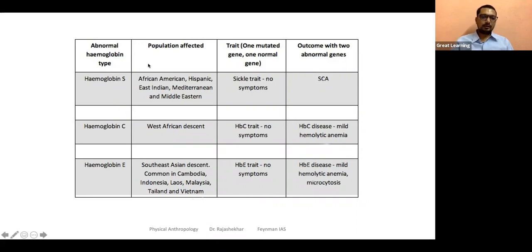Like HBS we talked about, right? Balanced polymorphism. So sickle cell trait is maintained in heterozygous condition because of malarial incidence. Like that, they can have a connection to malaria because these people may show protection against malaria. So that could be the selective pressure here.